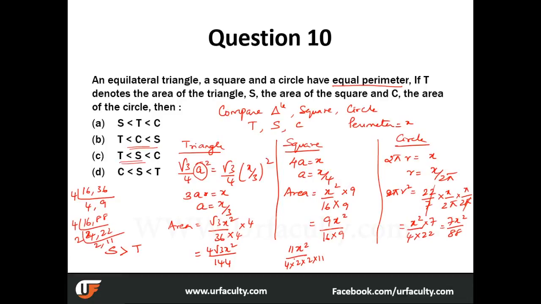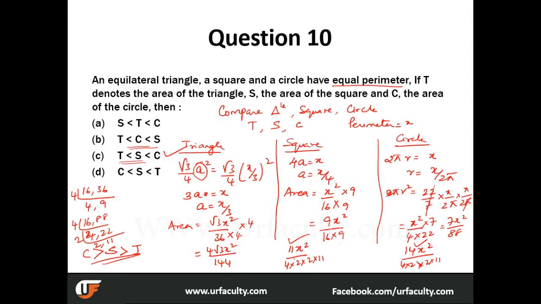11 into 2. So we need to multiply it by 2. 14x square by the same value, 4 into 2 into 2 into 11. So what do we have? We see that 14 is clearly bigger than 11, which means C is greater than S. And what is the option? The option is the third one.